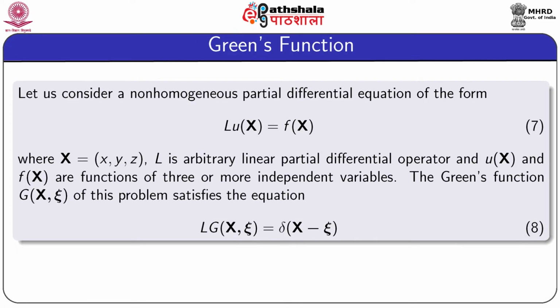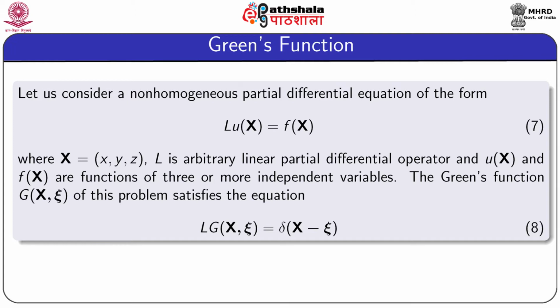Suppose we have a non-homogeneous partial differential equation which is written in equation number 7, L u(X) equals f(X), where capital X has components x, y, z, and L is an arbitrary linear partial differential operator and f(X) is some known function, and we want to find the value of u(X) for which equation 7 is satisfied. Now we shall show how we can introduce the concept of Green's function to find the solution of 7.